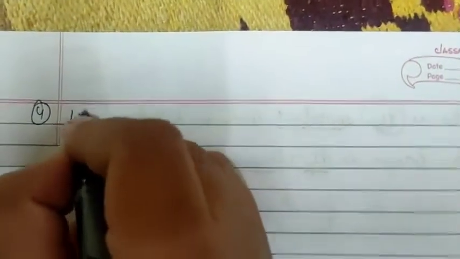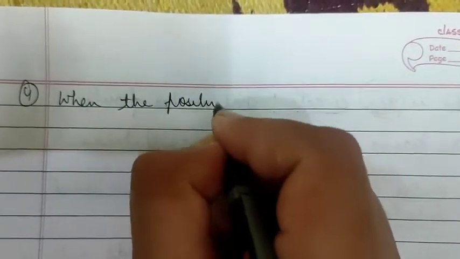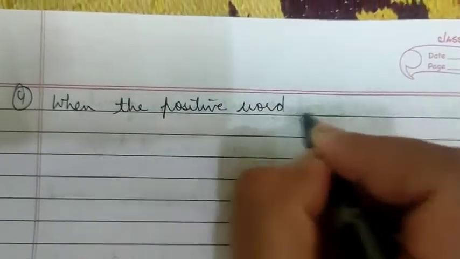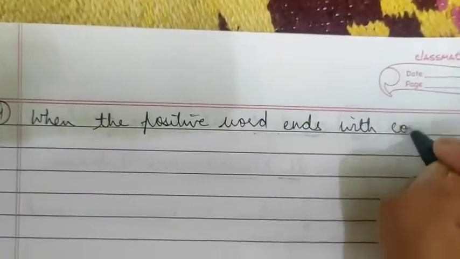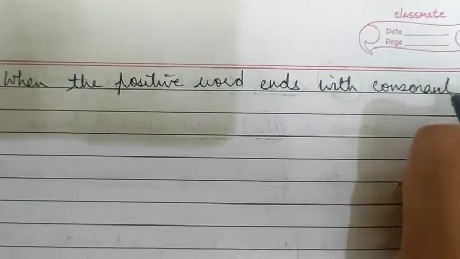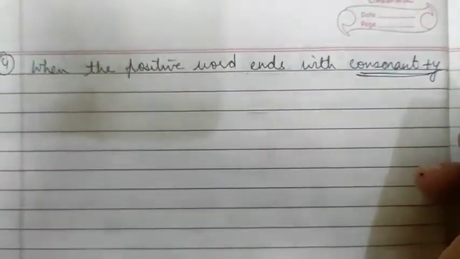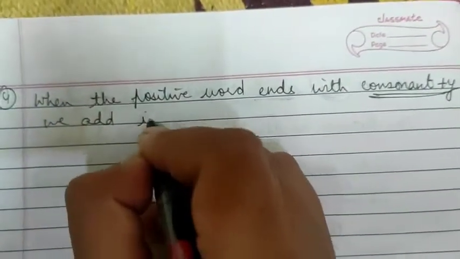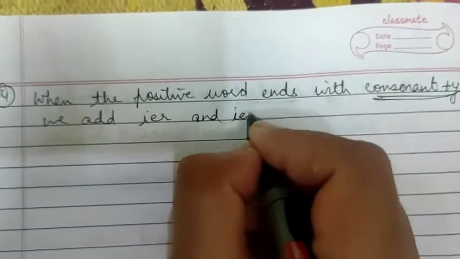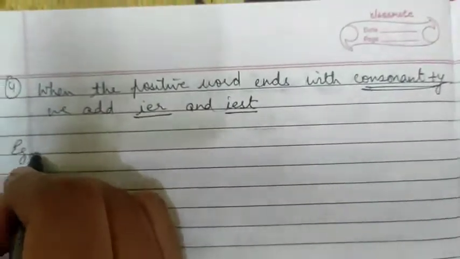Now children, the next rule is, when the positive word ends with consonant plus Y, we add IER and IEST to form the comparative and superlative degrees. I will give you an example regarding this.